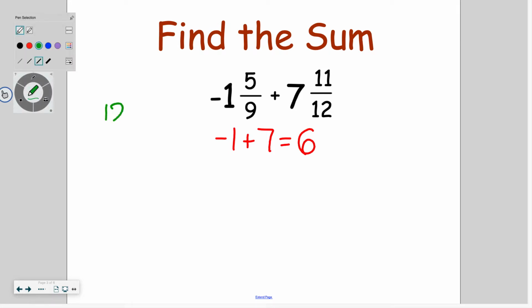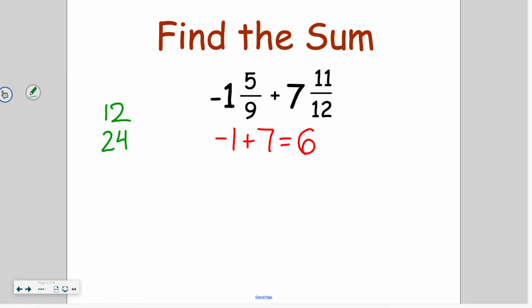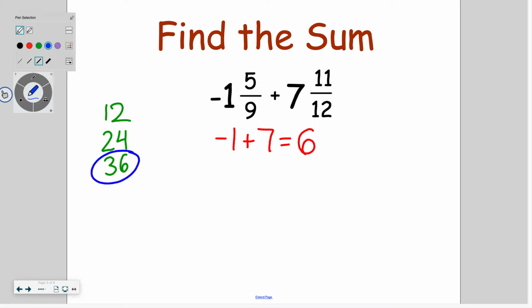12 times 1 is 12. 9 can't go into 12, so we need to keep going. 12 times 2 is 24. 9 can't go into 24, so we need to keep going. 12 times 3 is 36. 9 can divide 36, so 36 is going to be our common denominator. In order to change 9 into 36, we need to multiply by 4. If we do it to the denominator, we do it to the numerator.